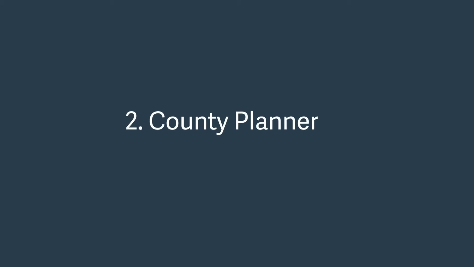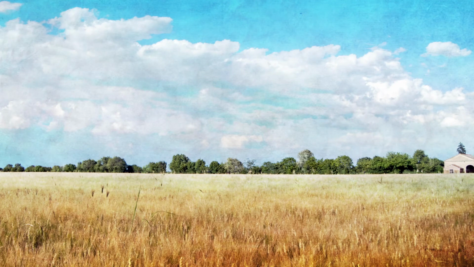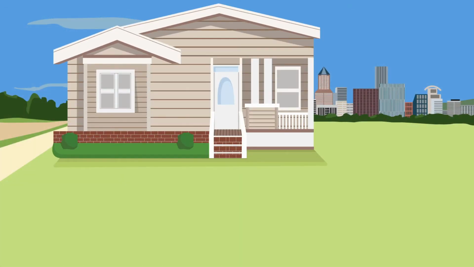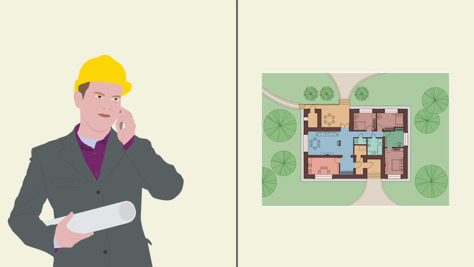Now let's look at the next type of planner, those working as county planners. Picture a parcel of land that sits on the outskirts of the city or town. The land was once part of a farm that raised wheat and corn, and now young families are anxious to have options available where they can afford a home with a yard where children can play and yet be accessible to the city for jobs. A developer wants to buy the property and build a subdivision there.